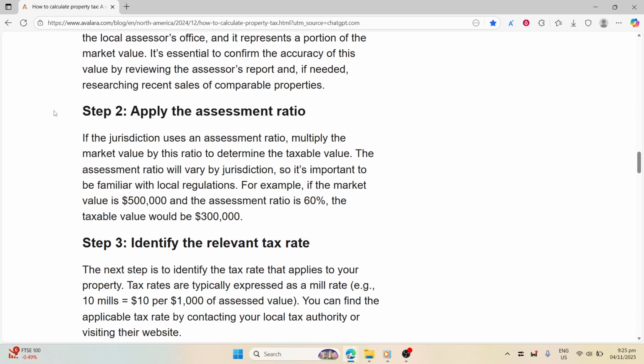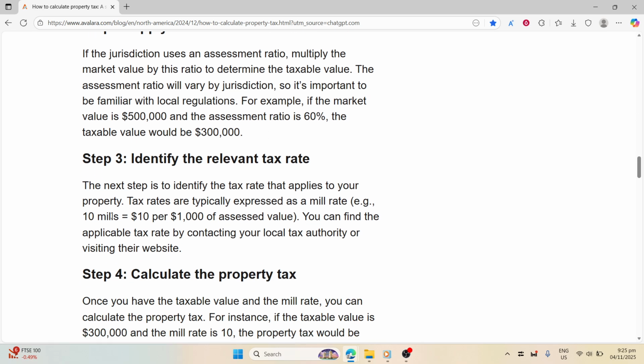Next, it's time to apply the assessment ratio if your local jurisdiction uses one. Multiply the market value by this ratio to get the taxable value. This ratio can vary widely depending on where you live, so you'll need to acquaint yourself with local rules. For example, if your property's market value is $500,000 and the jurisdiction's assessment ratio is 60%, your taxable value would come down to $300,000.